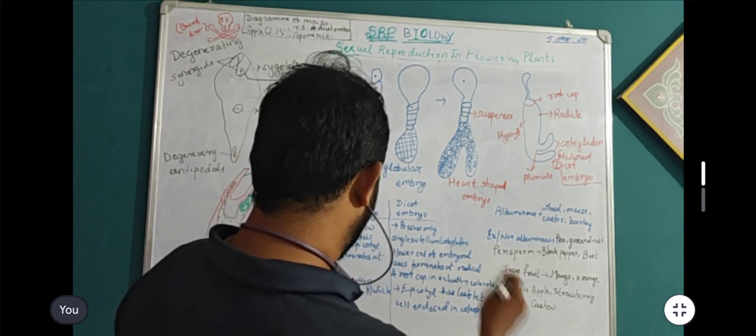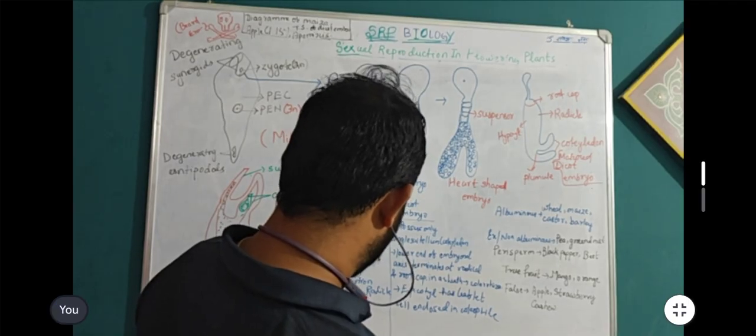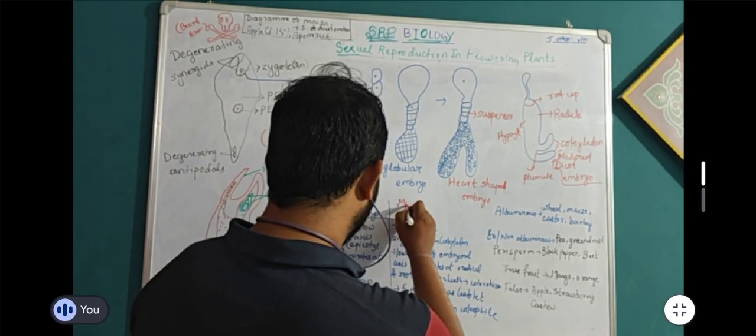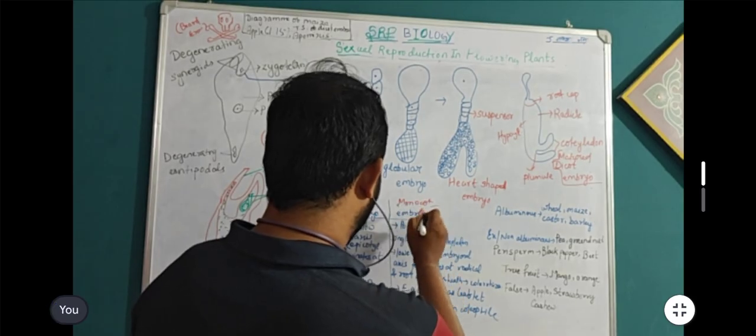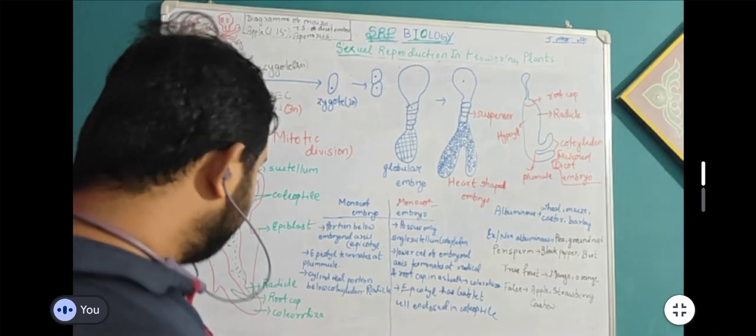I think this is the monocot embryo. Okay, this is the monocot embryo. Okay, so this is the dicot embryo. Okay, so you can see here.